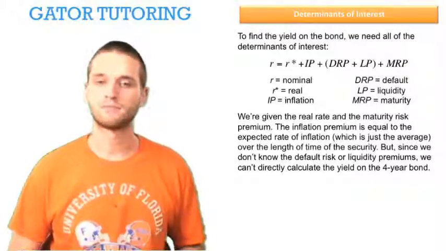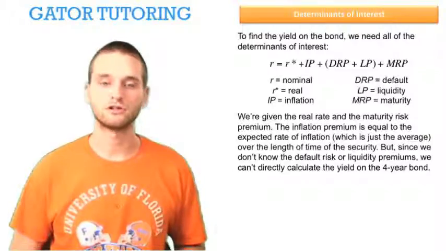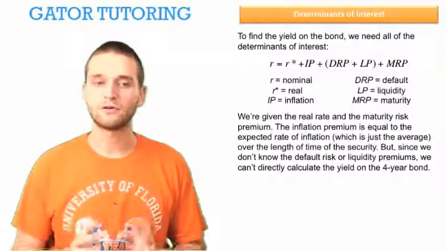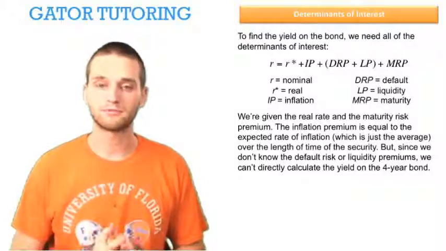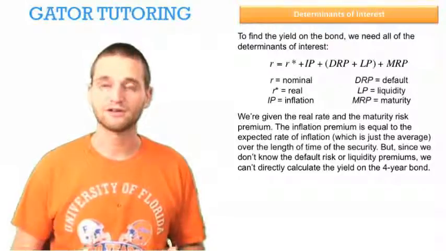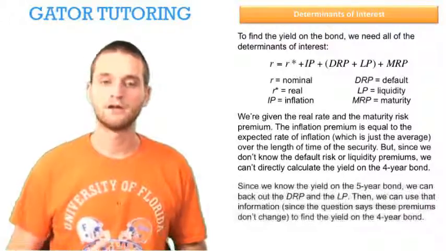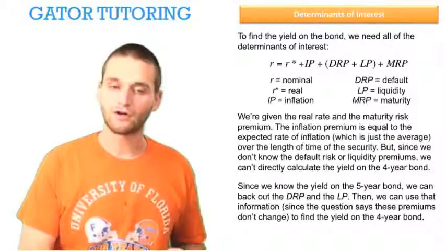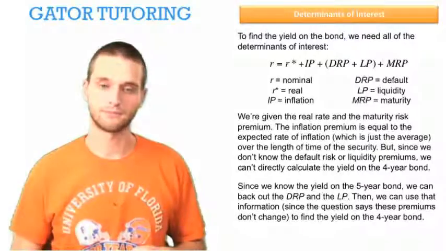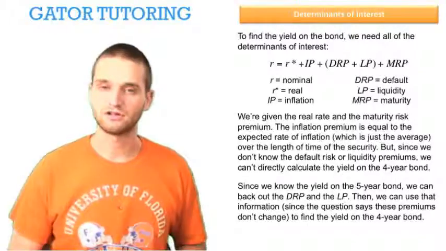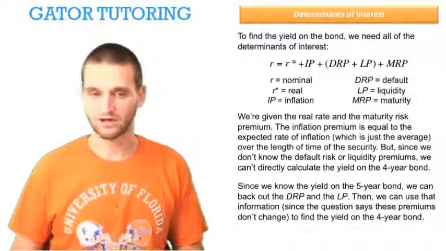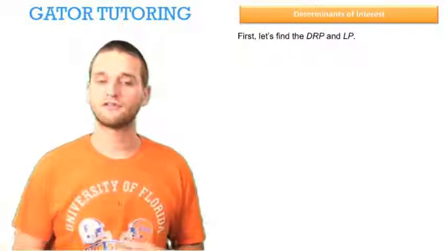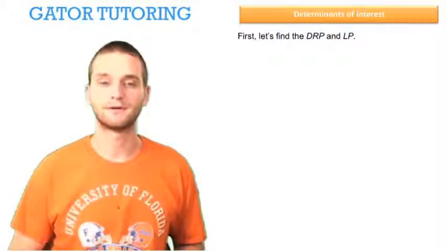The inflation premium is equal to the expected rate of inflation, which is just the average over the length of time of the security. But since we don't know the default risk or liquidity premiums, we can't directly calculate the yield on the 4-year bond. Since we know the yield on the 5-year bond, we can back out the default risk premium and the liquidity risk premium. Then we can use that information, since the question says these premiums don't change, to find the yield on the 4-year bond. First, let's find the default risk premium and liquidity premium.